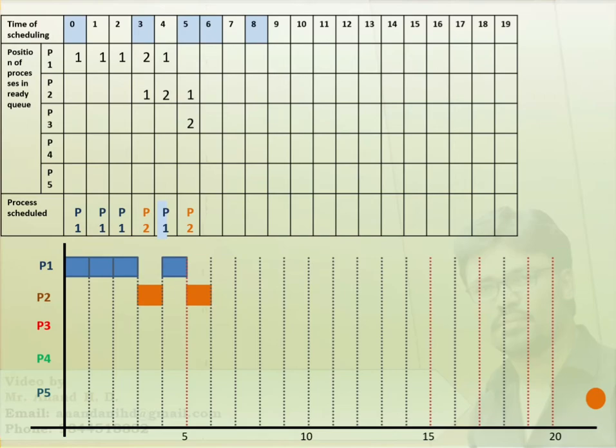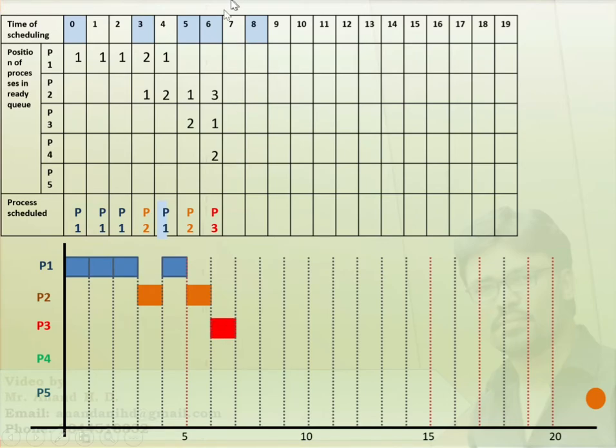P3 will be in the first position, P4 will be in the second position and the just executed process P2 will be in the last, that is, the third position. So out of these three processes P2, P3 and P4, the process in the first position, that is P3, will be scheduled and it will be executed from 6 to 7 time units.